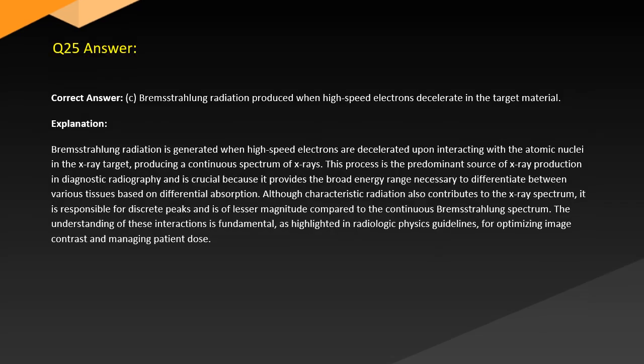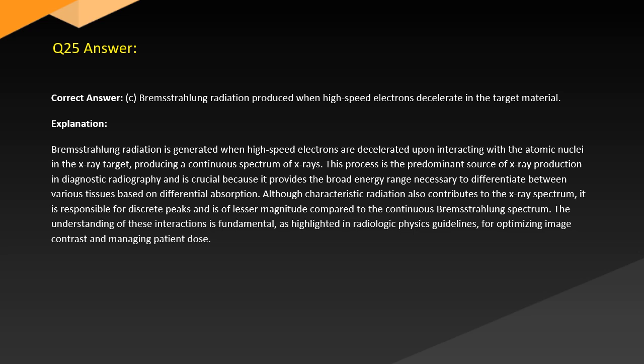Answer. Correct answer C. Bremsstrahlung radiation produced when high-speed electrons decelerate in the target material. Explanation. Bremsstrahlung radiation is generated when high-speed electrons are decelerated upon interacting with the atomic nuclei in the X-ray target, producing a continuous spectrum of X-rays. This process is the predominant source of X-ray production in diagnostic radiography and is crucial because it provides the energy range necessary to differentiate between various tissues based on differential absorption.